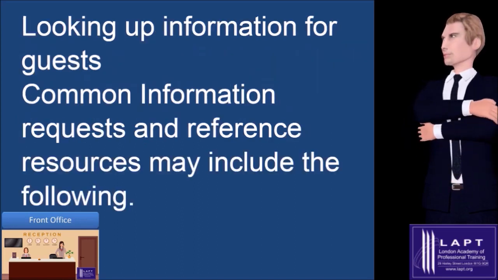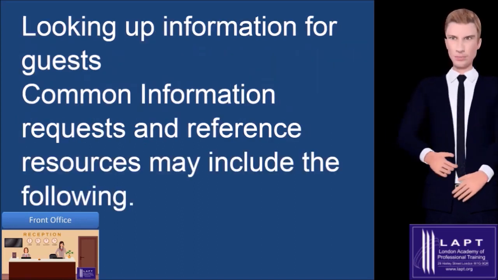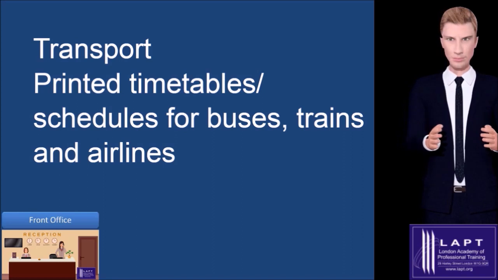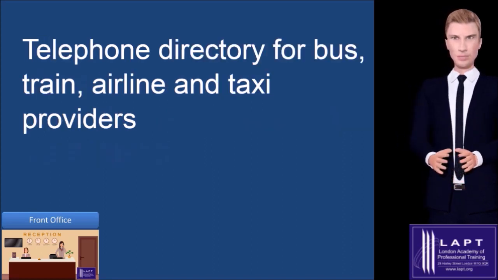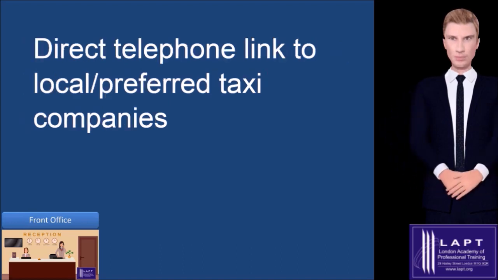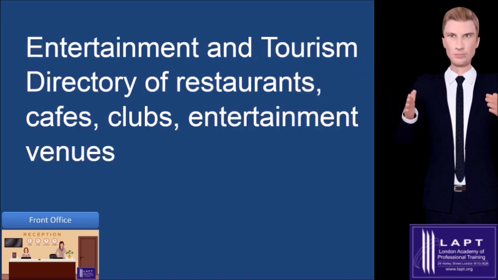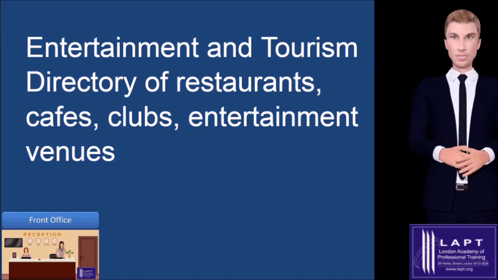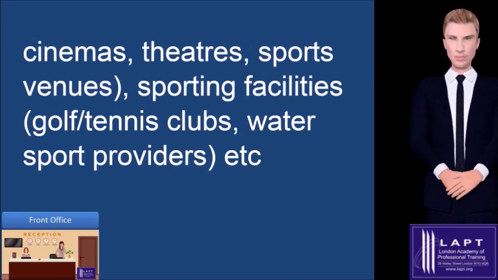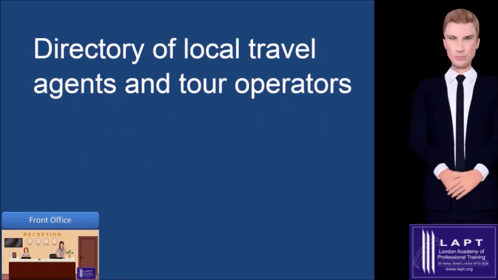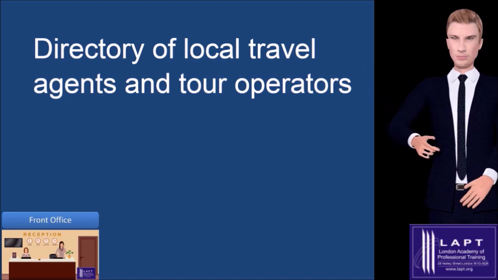Looking up information for guests. Common information requests and reference resources may include the following: transport, printed timetables/schedules for buses, trains and airlines, telephone directory for bus, train, airline and taxi providers, direct telephone link to local/preferred taxi companies. Entertainment and tourism. Directory of restaurants, cafes, clubs, entertainment venues, cinemas, theaters, sports venues, sporting facilities, golf/tennis clubs, water sport providers, etc. Directory of local travel agents and tour operators.